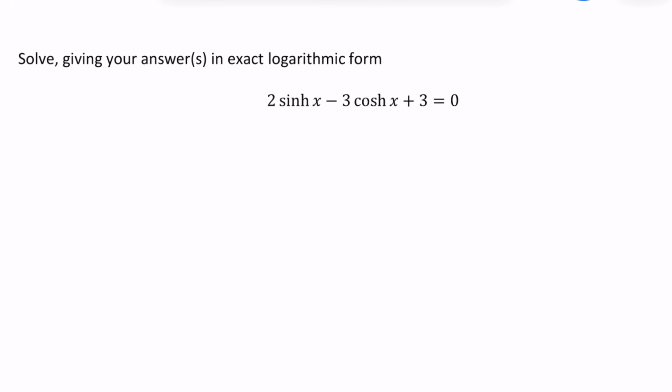There's a half, right? So if I'm multiplying that by 2, there's just not going to be the half. So there'll be an e to the x plus, for sinh, the definition is minus e to the minus x. I then have minus 3 times by cosh. That's minus 3 over 2 e to the x plus e to the minus x, plus 3 equals 0.